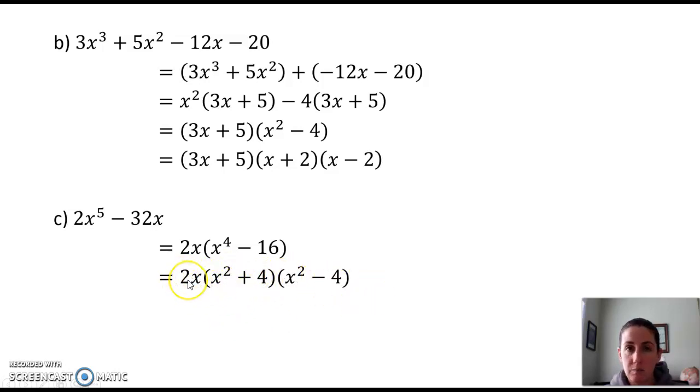Now, 2x can't factor that any further. X squared plus 4 is two terms. It is the sum of two perfect squares, but the only formula we have for factoring is the difference of two perfect squares. So this cannot be factored further. But this x squared minus 4 can. That can factor into x plus 2 times x minus 2. And we have now factored it completely.